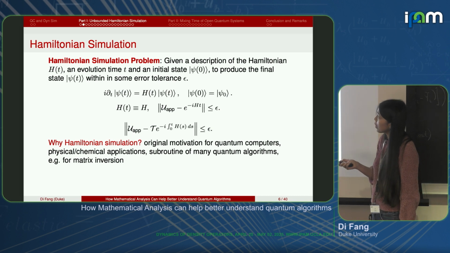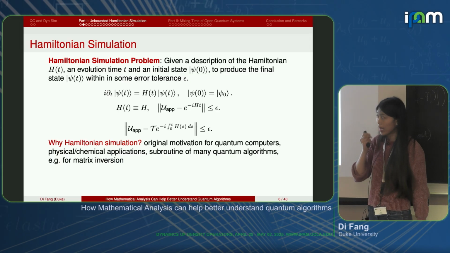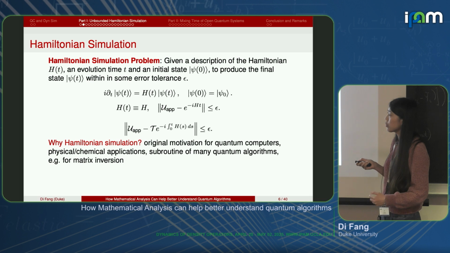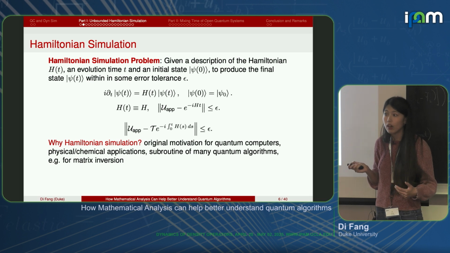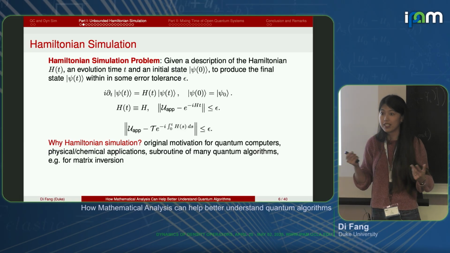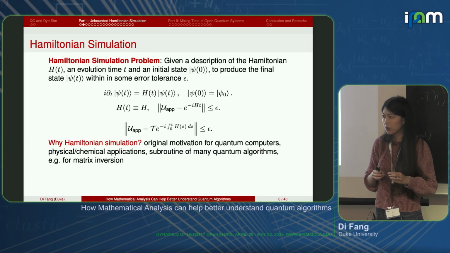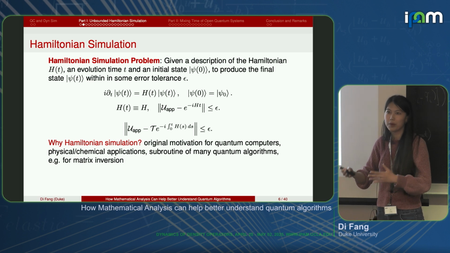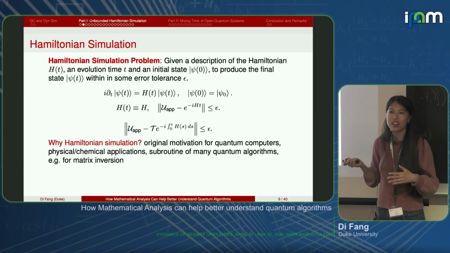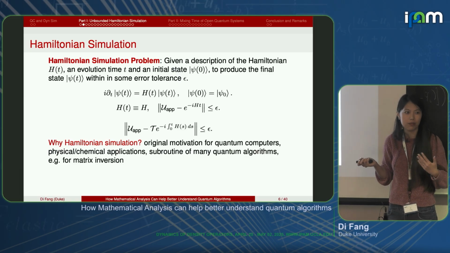So again, the motivation of Hamiltonian simulation, besides its apparent physical and chemical applications, I also want to mention that it is actually a very important subroutine for many quantum algorithms for scientific computing purposes, such as matrix inversion and quantum optimization and so on. You can imagine, classically, if we want to invert a matrix, we will never turn it into a Schrödinger equation and simulate that. But it turns out it's an important subroutine for many of these applications.